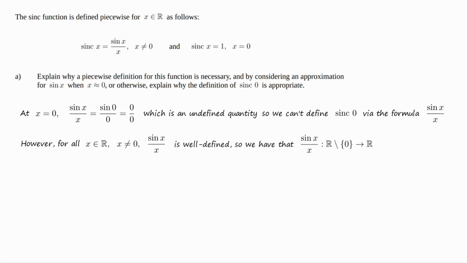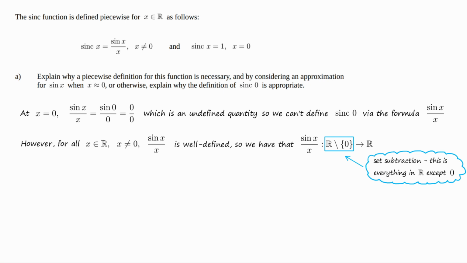On the other hand, for all x not equal to 0, sin x over x is well defined, i.e. we can plug non-zero x into that formula and get a number out of it. And so we can see that the domain of sin x over x is R minus 0. And the set notation shown in the blue box is set subtraction. That creates a set which contains everything in R except 0. And graphically, that set looks like the number line, the set of all real numbers with 0 removed.